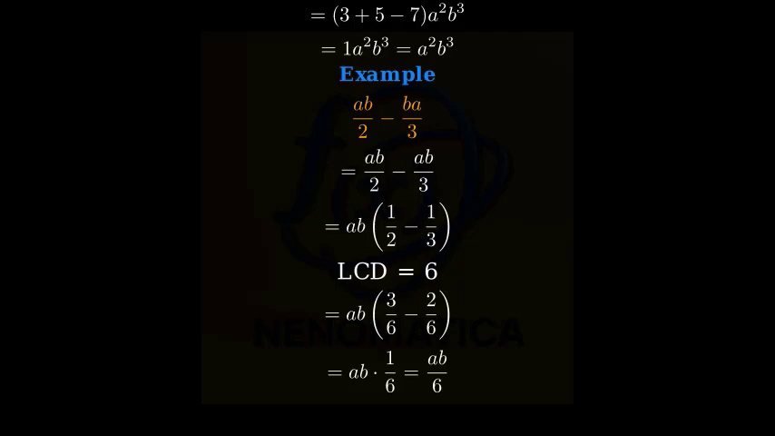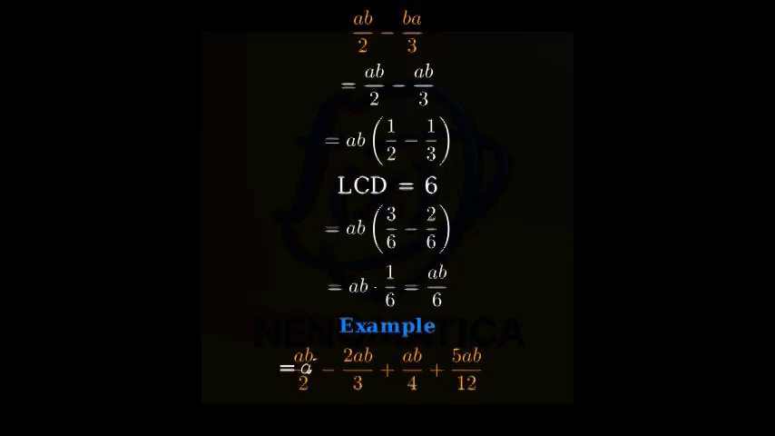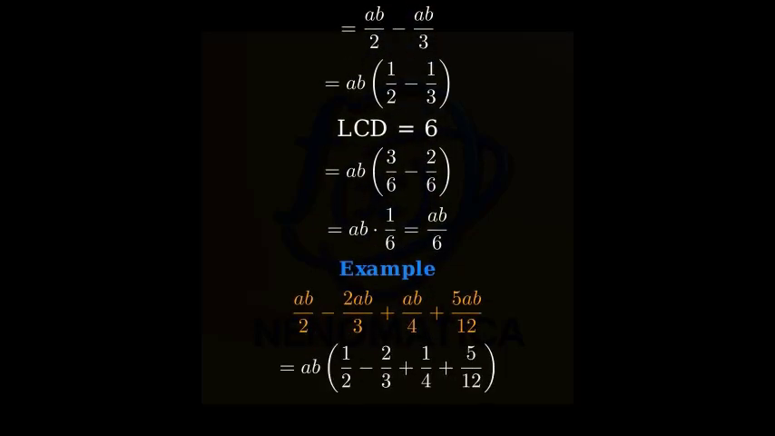For our final example, let's simplify a more complex expression with fractions. ab over 2 minus 2ab over 3 plus ab over 4 plus 5ab over 12. All terms contain ab, so we can factor it out. Factoring out ab, we get ab times open parenthesis 1 over 2 minus 2 over 3 plus 1 over 4 plus 5 over 12 close parenthesis.